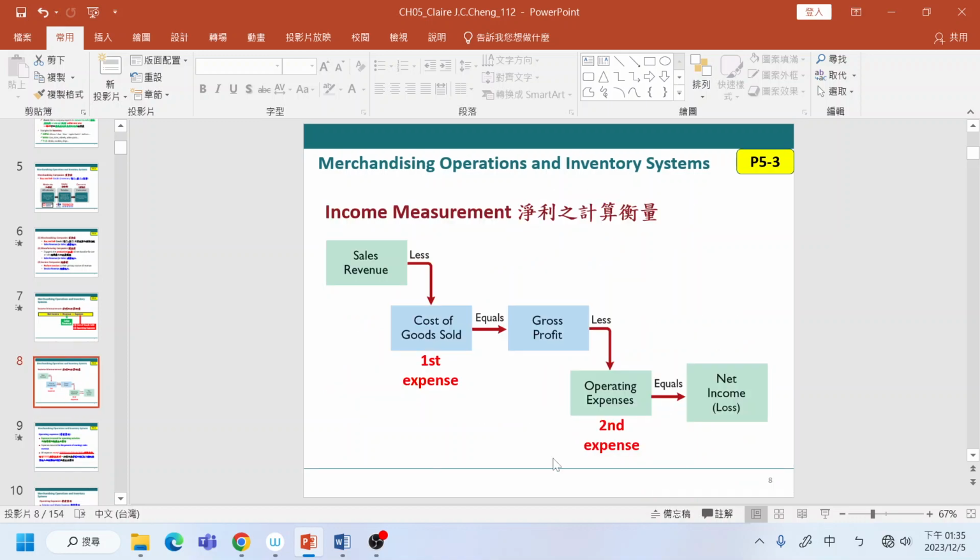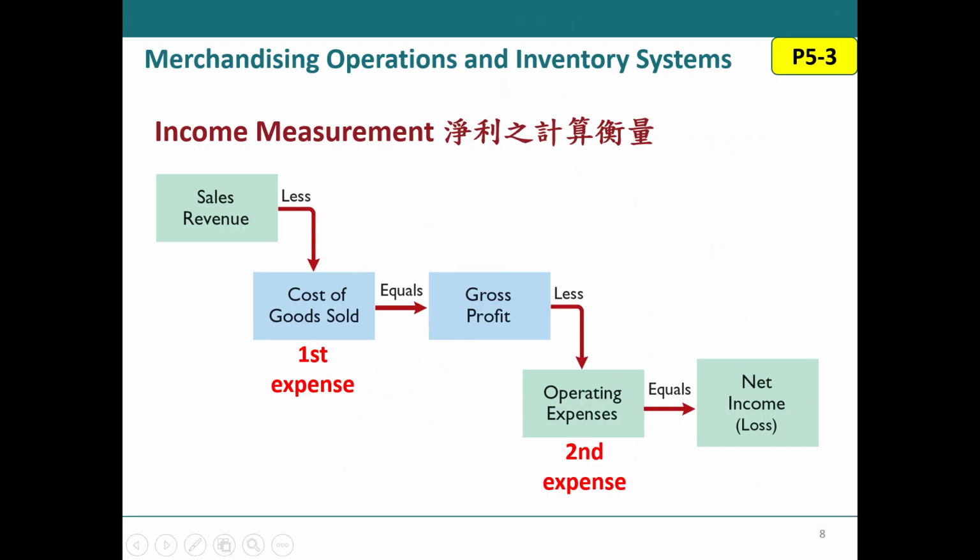Okay, so if you want to have a clear picture, you can go back to slide page 8. Remember, slide page 8. Sales revenue minus cost of goods sold, your first expense, the expense from inventory. So you get gross profit, 毛利. So you can note the profit is only from inventory. Then you consider the second expense, operating expenses, 营业费用.